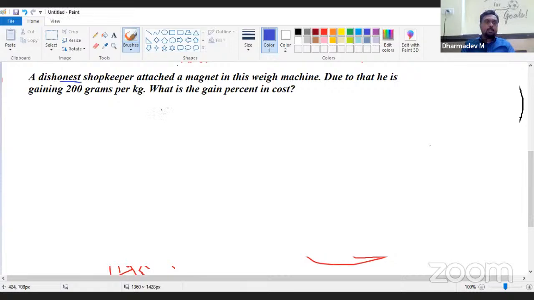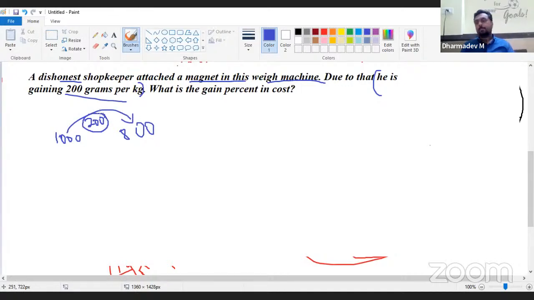Okay. A dishonest shopkeeper, for 1,000 grams, is selling only 800 grams. So he is taking away 200 grams. Due to that, he is gaining 200 grams per kg because of attaching a magnet in the weight machine. Are you clear with that? So every time he weighs 1 kg, he is removing 200 grams because of the magnet. When you weigh it, it shows 1 kg, but the actual weight is only 800 grams. So the shopkeeper is gaining 200 grams every time. Are you clear with that?